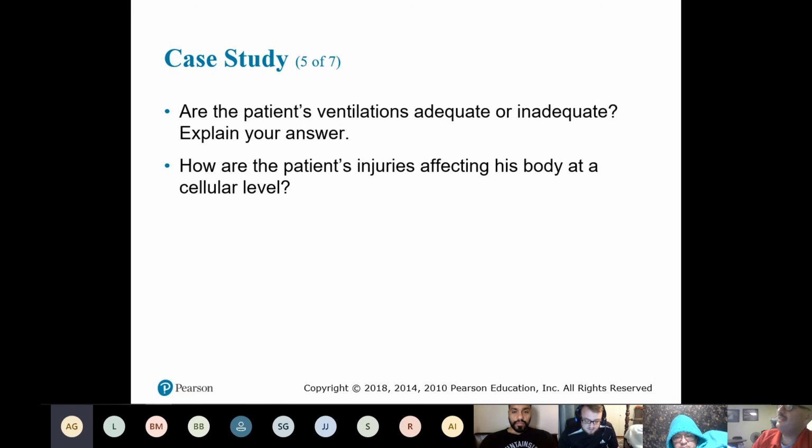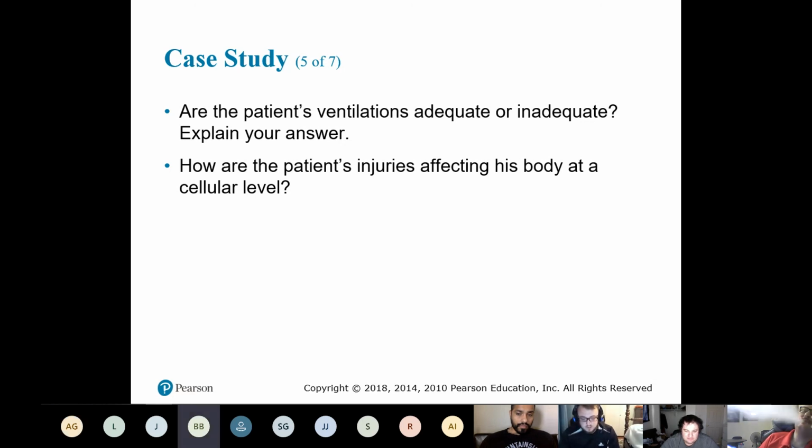So are the patient's ventilations adequate or inadequate? And why? This is going off the same scenario. I would say inadequate because it's short and shallow breathing. And abnormal sounds. Okay, but why else are they inadequate besides the signs that we're seeing? The rate's too high. Okay.